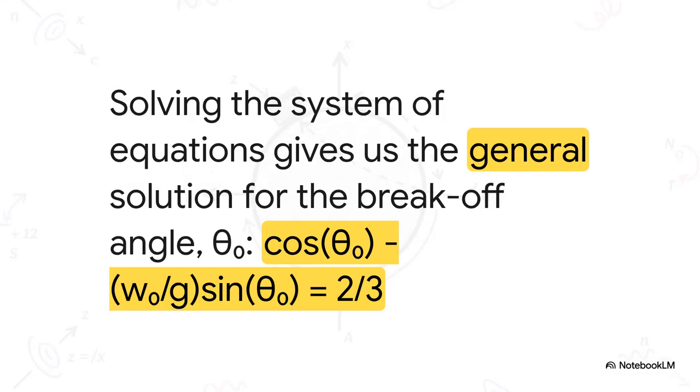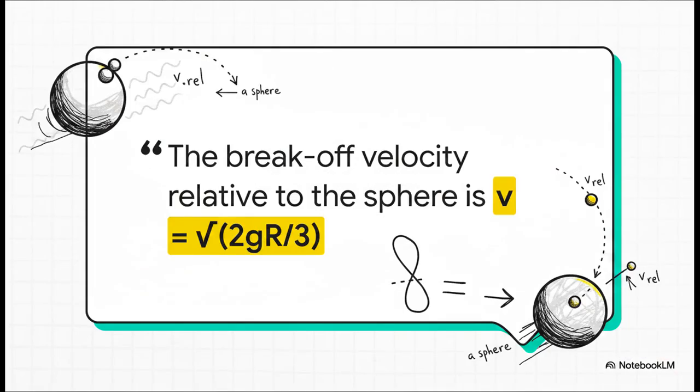Now for the algebra, which is actually kind of neat. We've got two equations and two unknowns, the velocity and the angle. We want the angle, so we need to get rid of the velocity. So you can take that second equation, solve it for mv squared, and then plug that right into the first equation. When you clean everything up, it all simplifies down to this single beautiful expression for the breakoff angle, which we'll call theta naught. But check this out. This is the really amazing part.